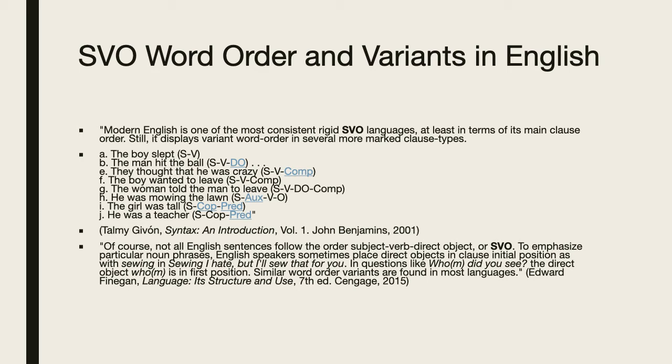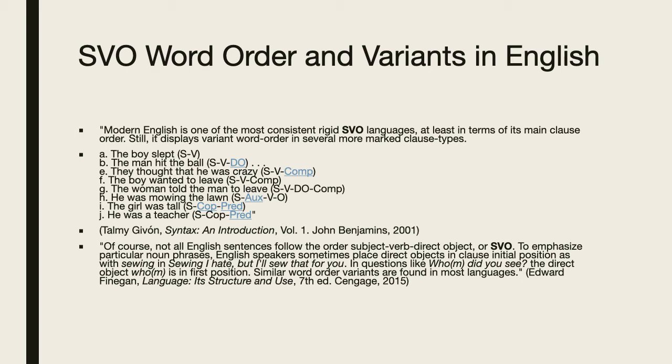First is, a boy slept. So, over here, there is a subject and a verb. The next is, the man hit the ball. So, there is a subject, there is a verb, and there is an object. Next is, they thought that we was crazy. So there is SV and complement. The next is, the boy wanted to leave. It is similar. Then the next is, the woman told the man to leave. Again, there is a subject, there is a verb, there is an object, there is a complement.